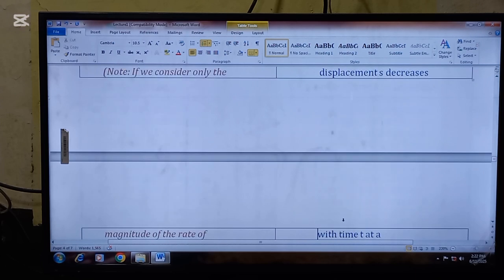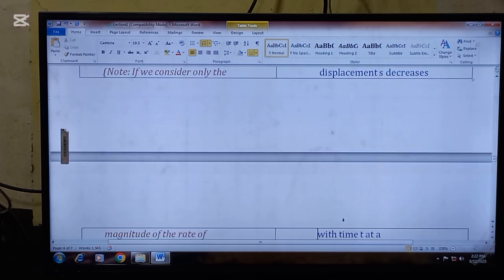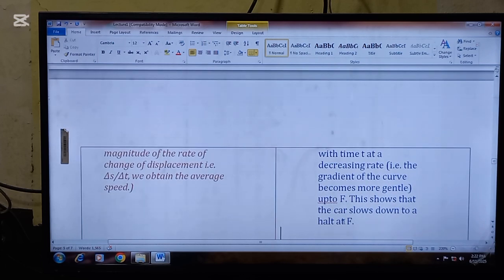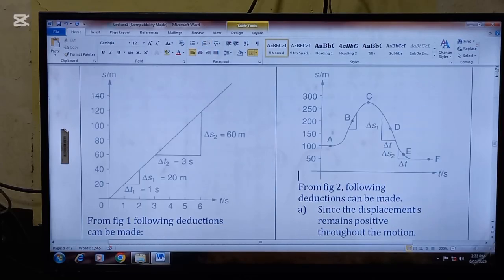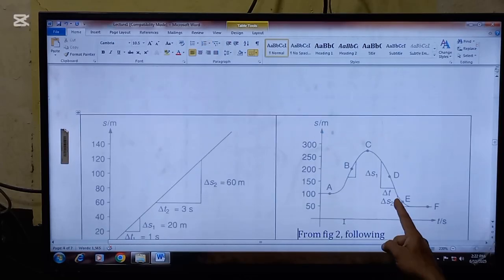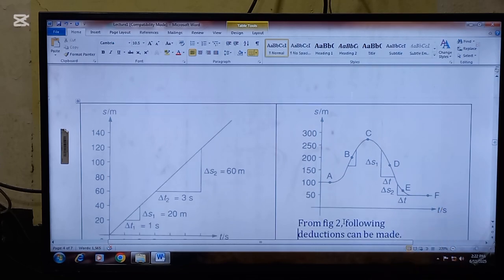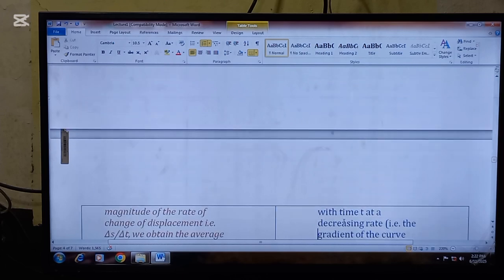Okay, the next and final deduction is around E. The displacement decreases with time at a decreasing rate up to F. This shows that the car slows down to halt at F. So if you look from here, the car slows down to halt at F. So this was the final deduction that can be made from this graph.